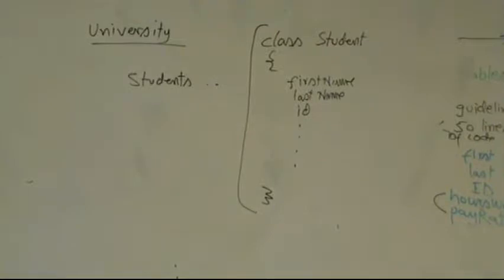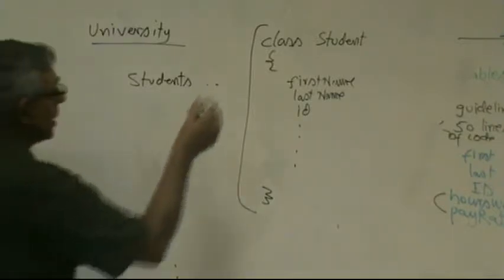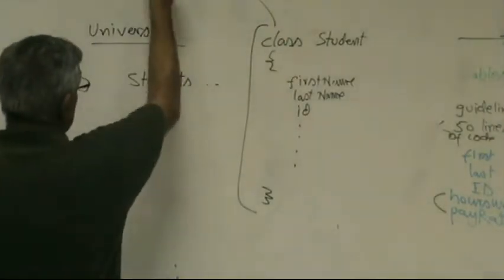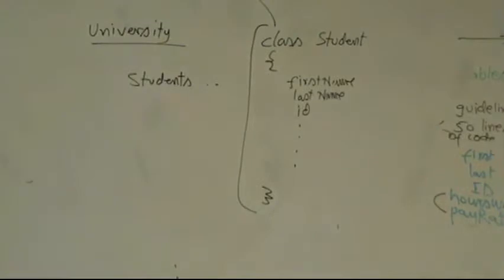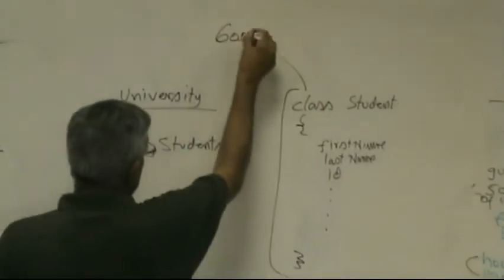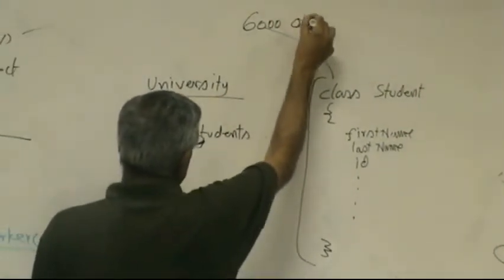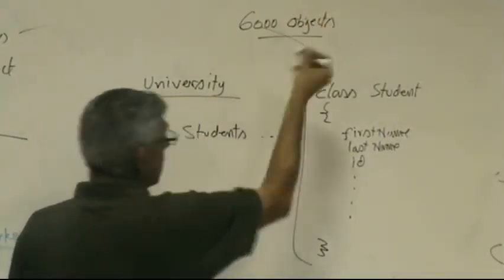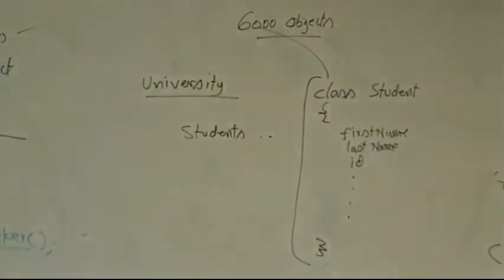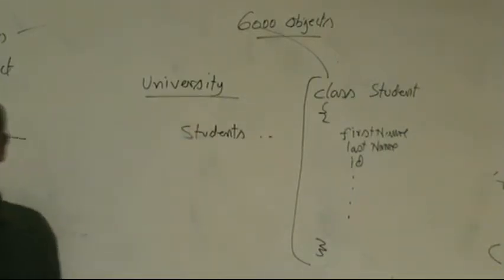How many students do we have at University of Bridgeport? Let's say, roughly speaking, 6,000, okay? So what does that mean? We will need to create how many objects? Because each object represents one physical student. So 6,000 objects. So we will create 6,000 objects, and each object will store different data in it, right? Okay, is that the only class that we need to create a university?